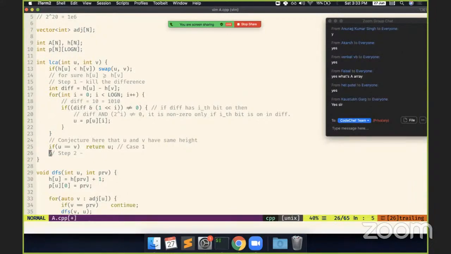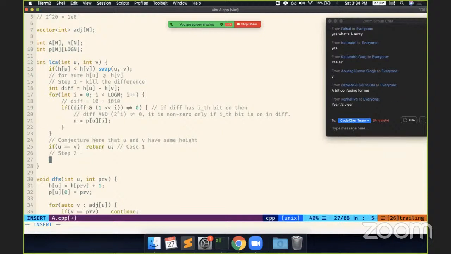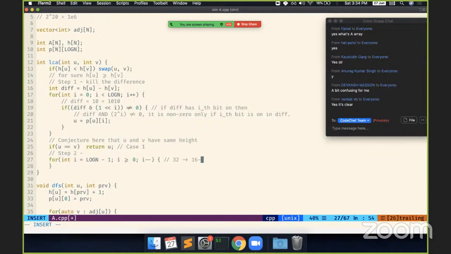Cool. I'm assuming it's clear. Otherwise, you can just message on the group chat which step is not clear, is the diff not clear, is the if condition not clear, is the I loop not clear, whatever. Yeah. Now we start with the highest power of 2, right? And we keep on going down one step at a time. Remember that we used to do 32, 16, blah, blah, blah. That's what I'm saying here.